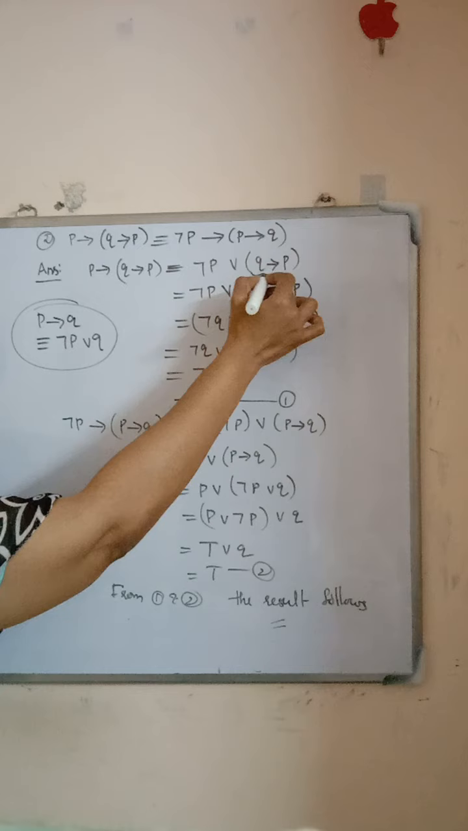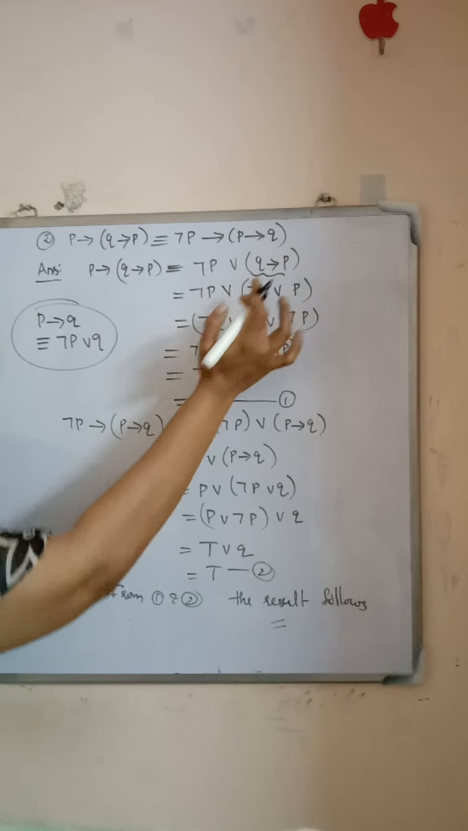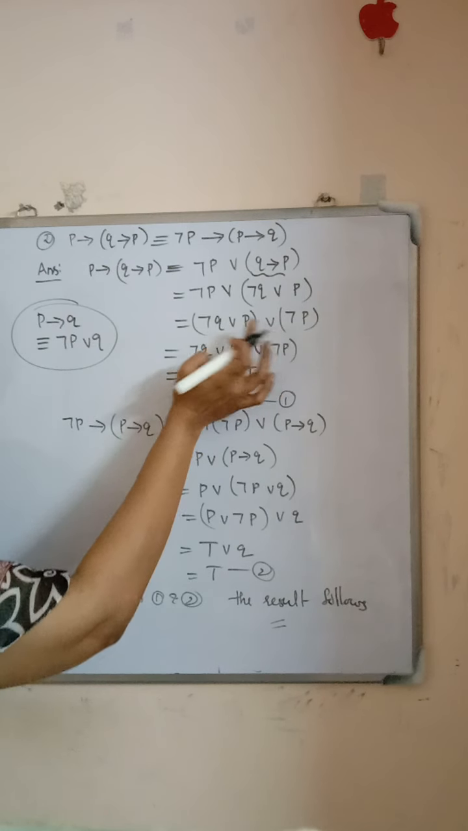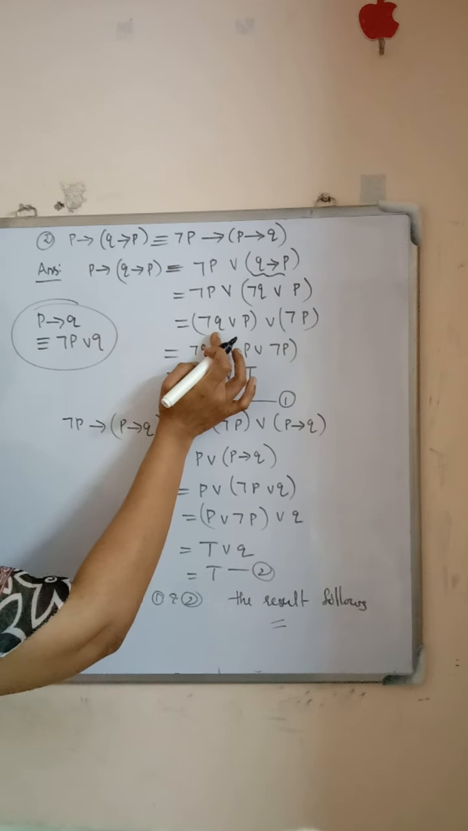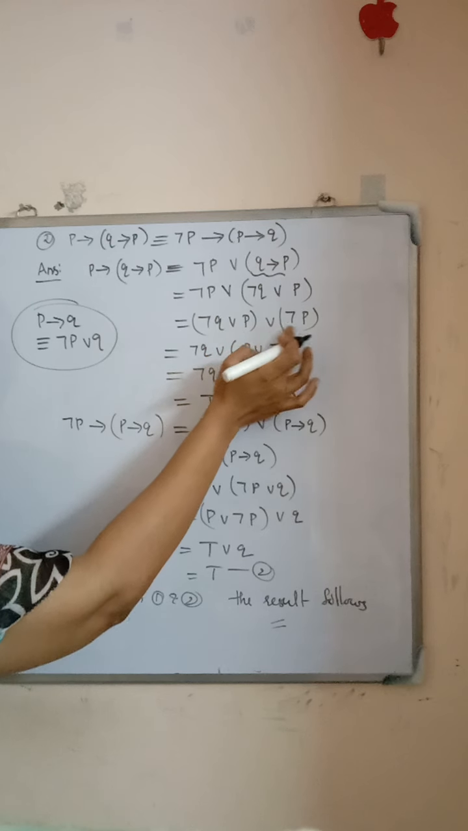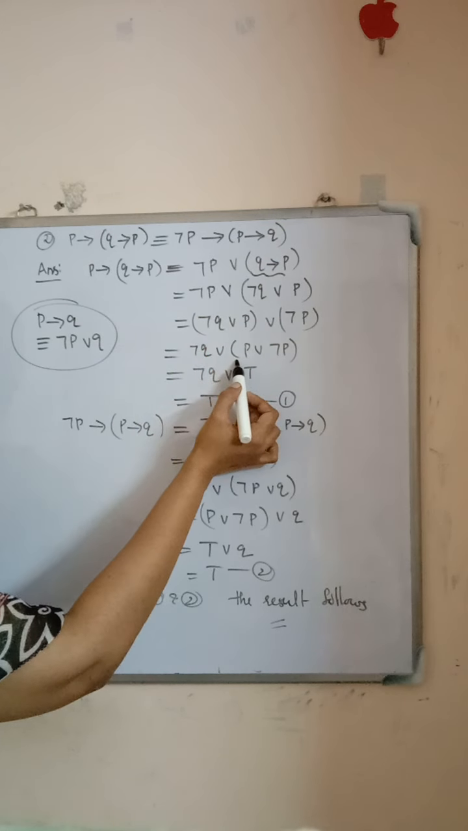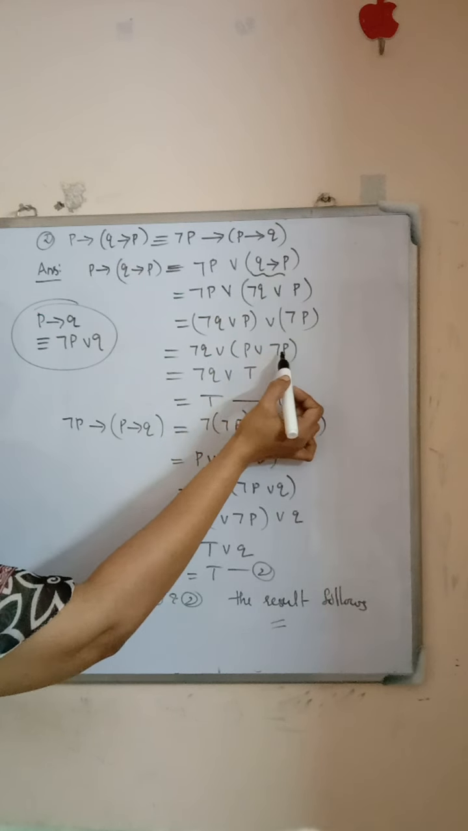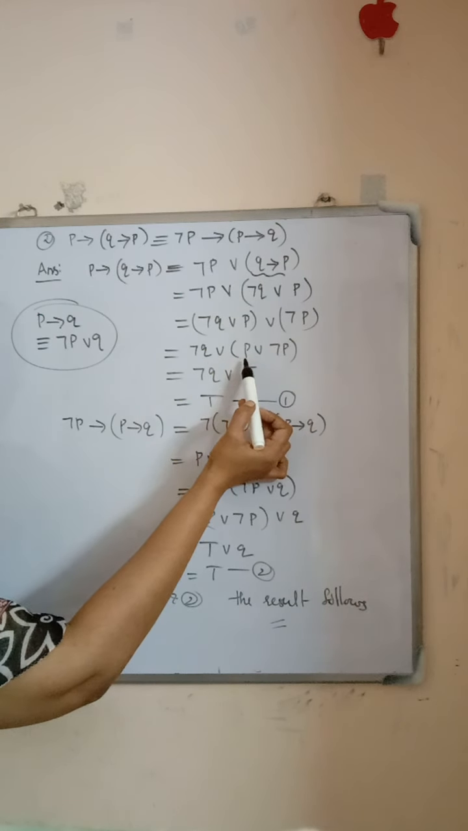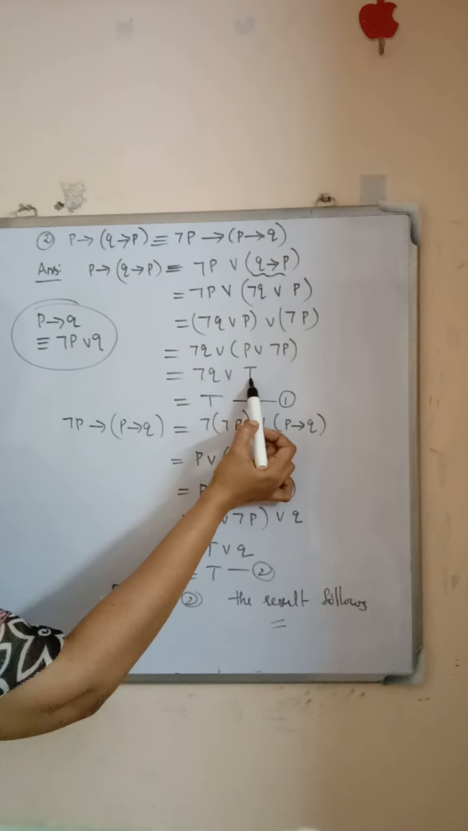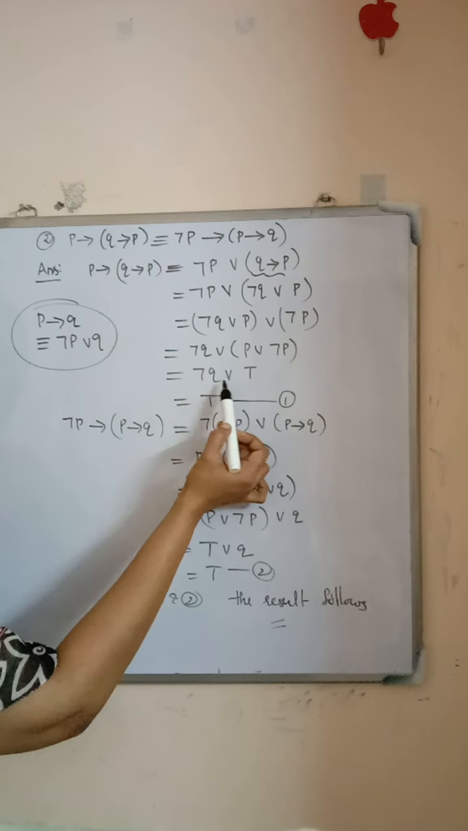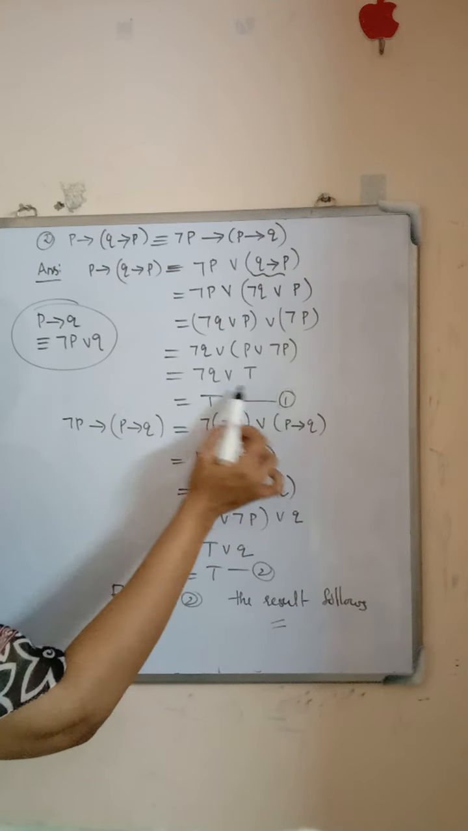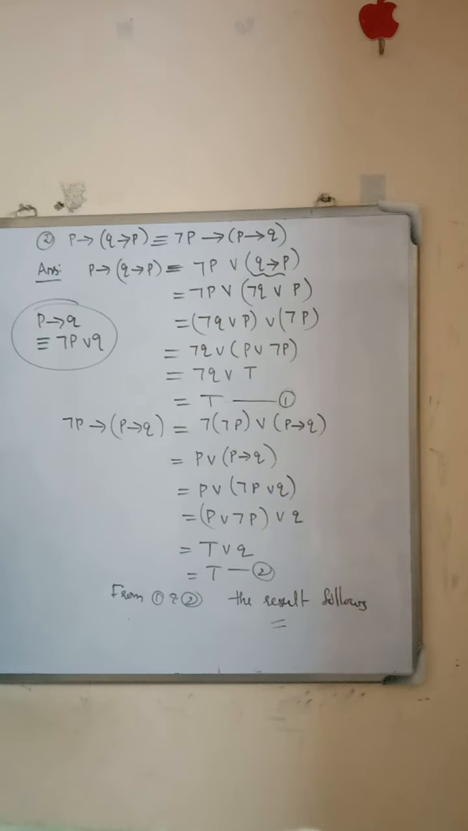Also again apply this result here. Q conditional P is negation Q or P. Then using the commutative property, write it as negation Q or P or negation Q. Then using the associative law, write it as negation Q or P or negation P. We know that P or negation P is always true. So negation Q or true is true. So the first statement is equivalent to true. That is equation number 1.